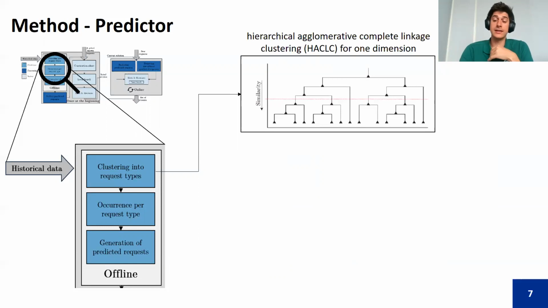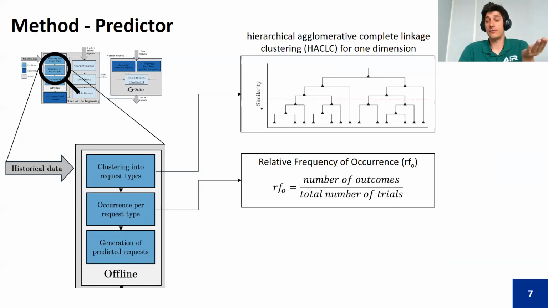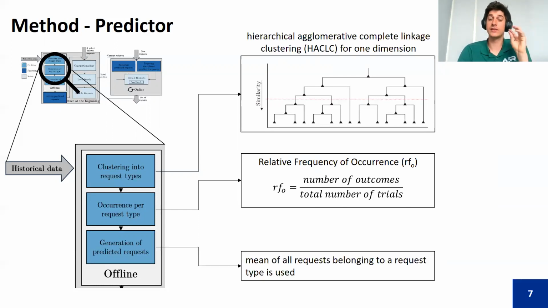We then looked in that second step at how often those request types occur within the historical data, and we used the concept of relative frequency of occurrence here. For each type, to represent it as a prediction, we then use the mean of all requests that belong to a given type. These predictions are then given to the processing step.